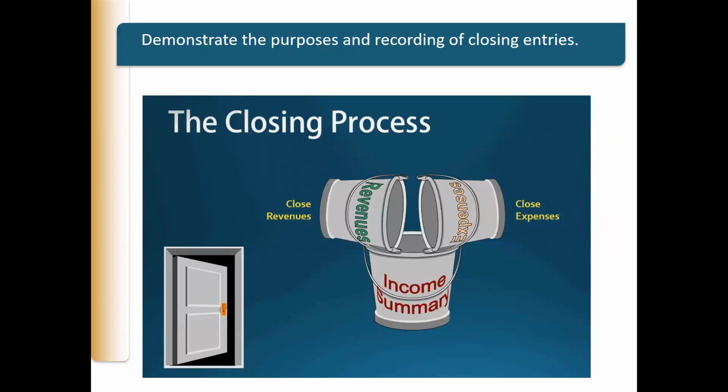What does this mean, the closing process? Well, it's pretty simple. We know the income statement is used to show the revenues and the expenses that have been earned and incurred during a specific period. We need to close out or zero out the revenues and close or zero out the expenses so we can start fresh for the next accounting period.